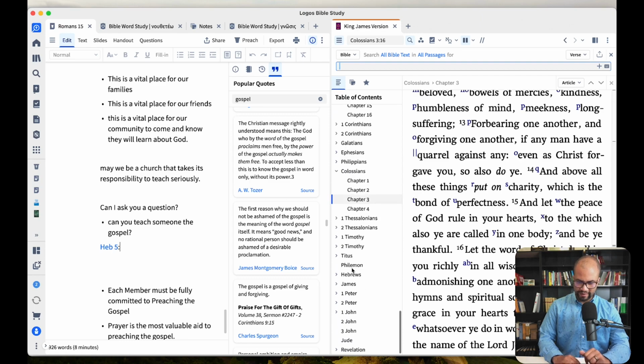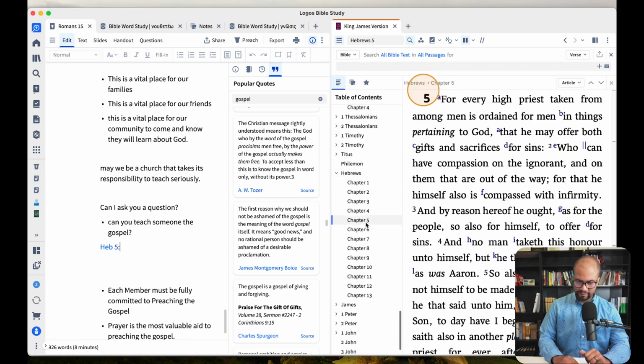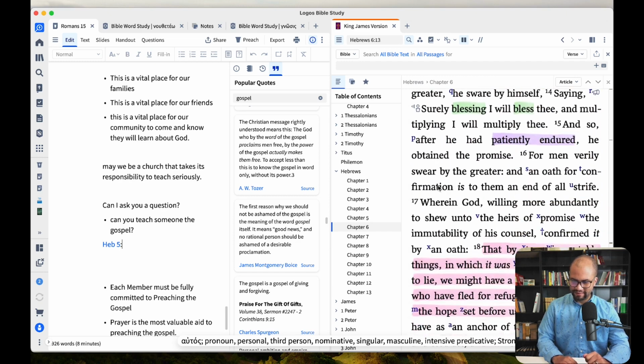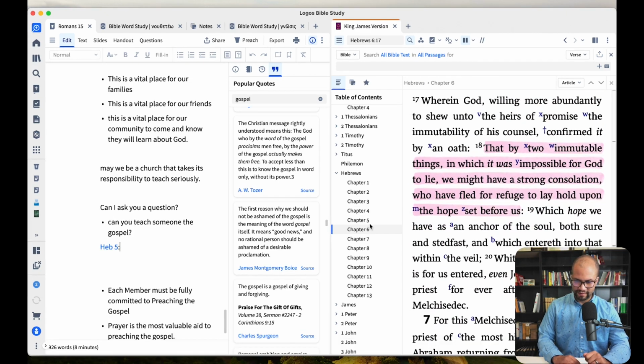So right now I'm in the application phase. Let me see here. Hebrews 5. It's very end. He says, for the time when you ought to be teachers. Oh, I'm in 6 now.